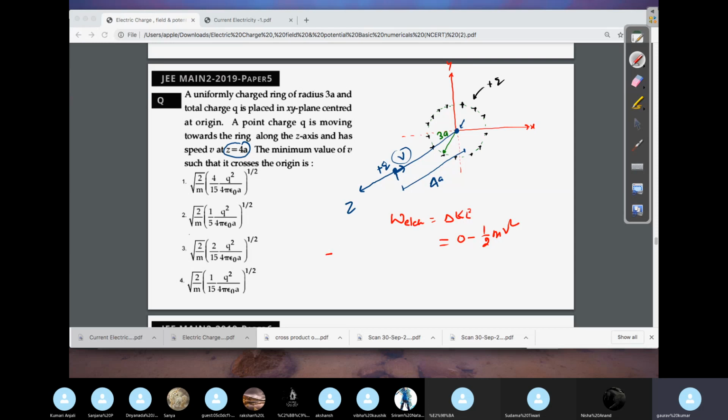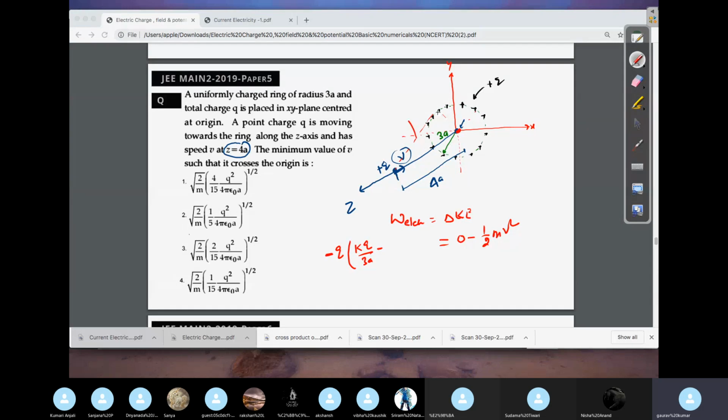The moving charge q, you will have minus here. Final potential here. You can apply this same concept on all charges at a distance of 3a. So what will be the final potential? K into q by 3a, minus the initial potential. Again, it is at the same distance now from the circumference.